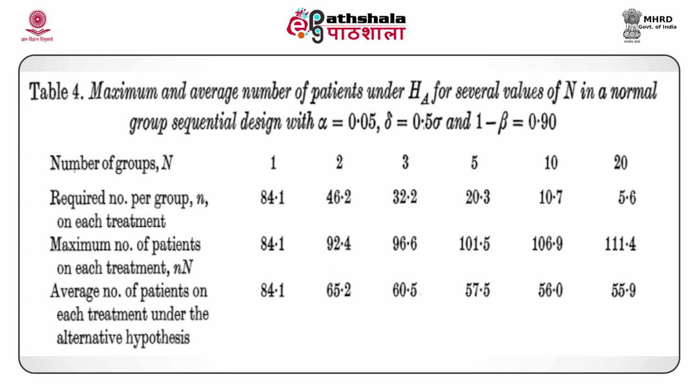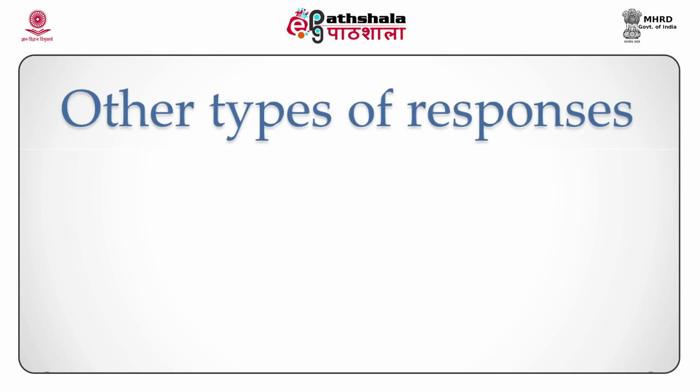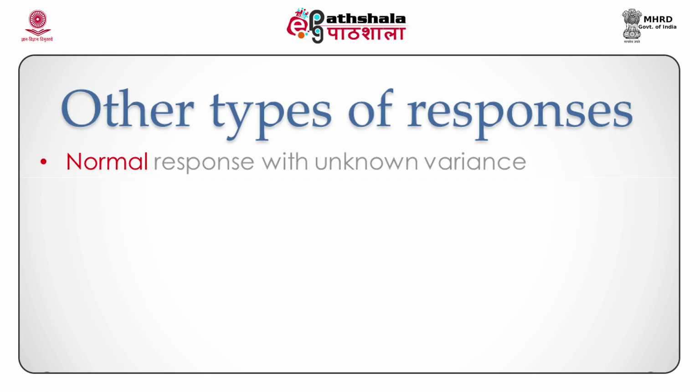Finally, Pocock also derives sequential rules for other kinds of responses. In the first case, this is done for normal responses, but with an unknown variance. In this situation, we would expect to have some loss of power. For exponential responses, here we assume that we have two samples from the same exponential distribution, and we look at the ratio of the sample means, which has an F distribution.